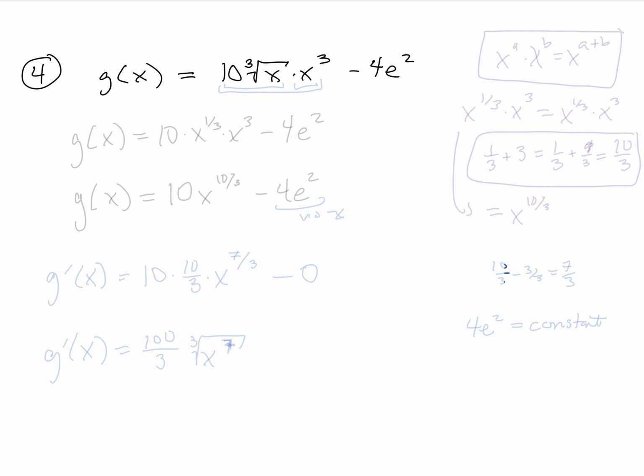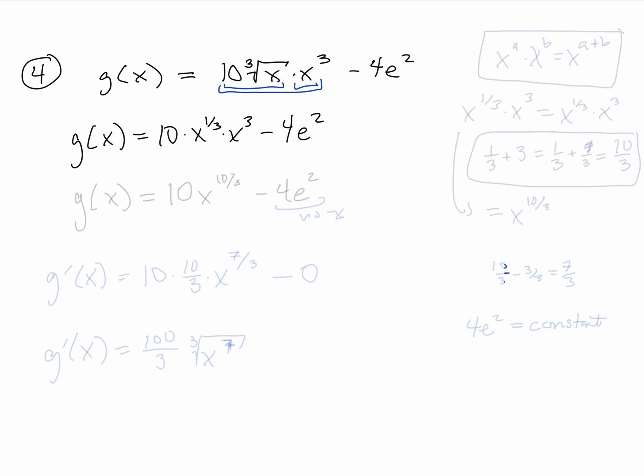So again, we're going to start by simplifying this. We could use a product rule for these two, but instead of using the product rule, we are going to simplify that to not have to use it. So we're going to rewrite g of x. g of x is equal to 10 times the cube root of x, which is the same thing as x to the 1/3 power, times x cubed minus 4e squared.